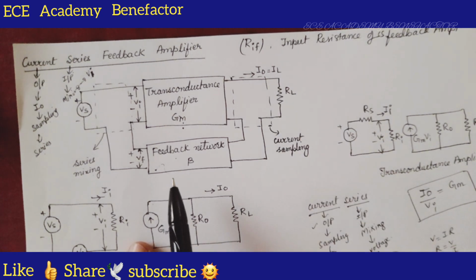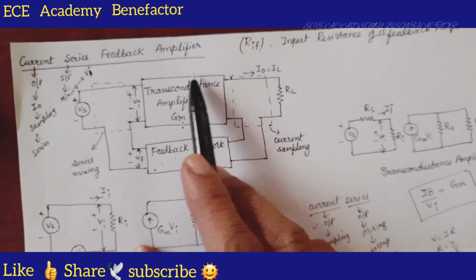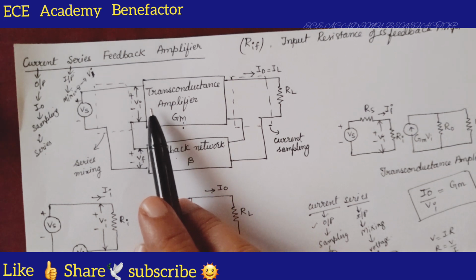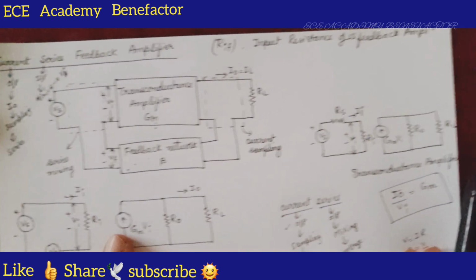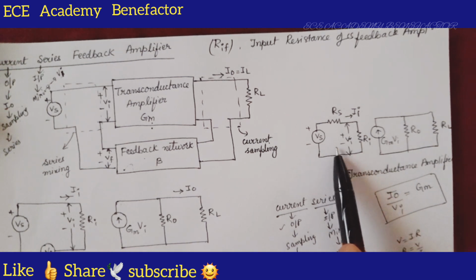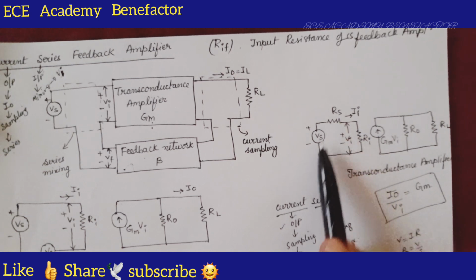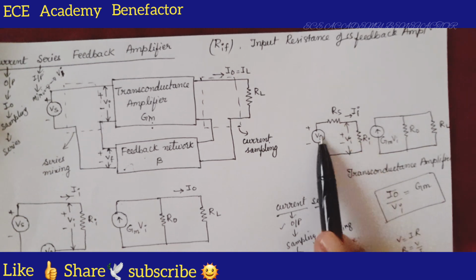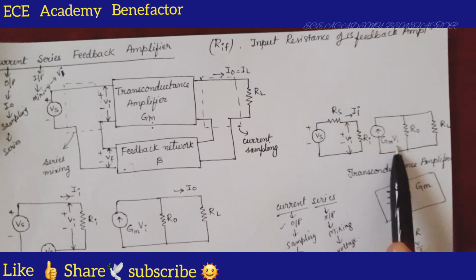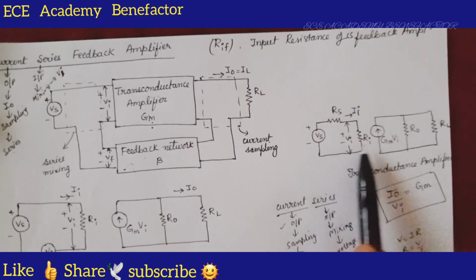Now, to derive RIF, we need to know the equivalent circuit of this transconductance amplifier, which we have already seen in our previous class, which I have drawn here. This is the input side, Vs source voltage, source resistance. When the voltage is there in series, we connect a source resistor of resistance Rs. GMVi, what is Vi here? This is the input voltage, plus minus.